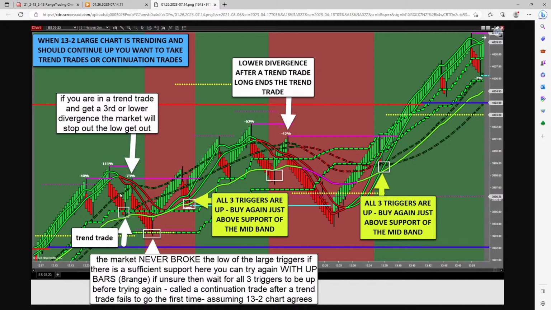So you have a trend trade and you have a reason to get out. Third lower divergence with trigger lines going down. Those are basically your two exits. Everybody okay with this one?